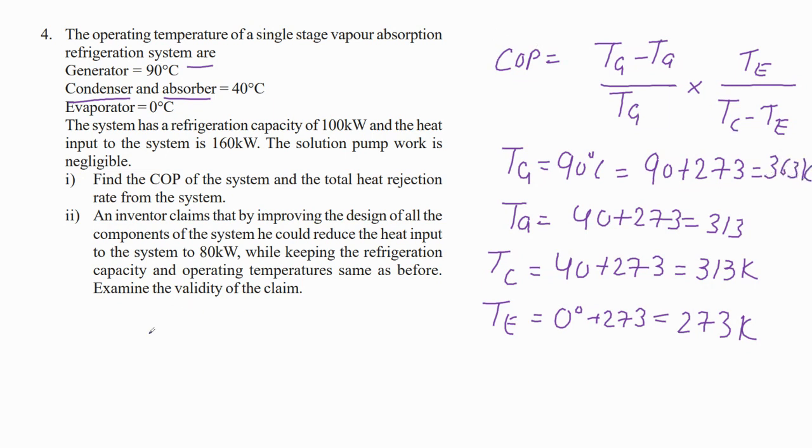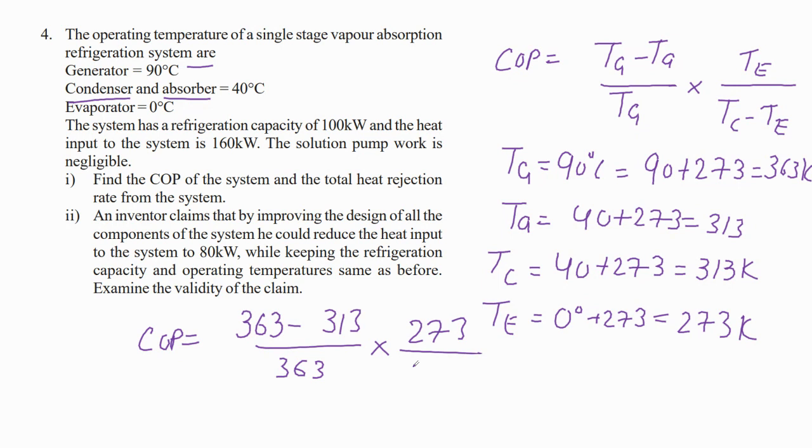Okay, so now what is COP? COP is equal to Tg, which is 363, minus Ta, which is 313, divided by Tg, which is 363, multiplied by Te, which is 273, divided by Tc, which is 313, minus 273. So you can solve it and get the COP. Let me solve it. It comes out to be 0.94. So the COP of the system is 0.94.